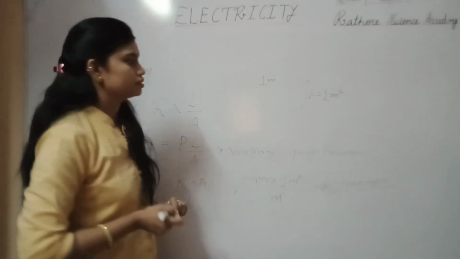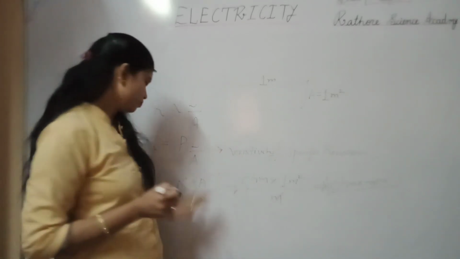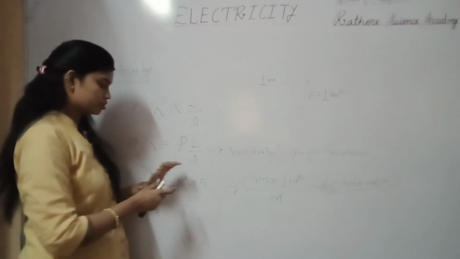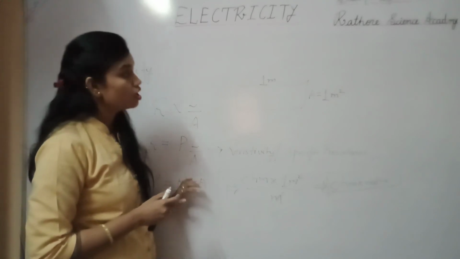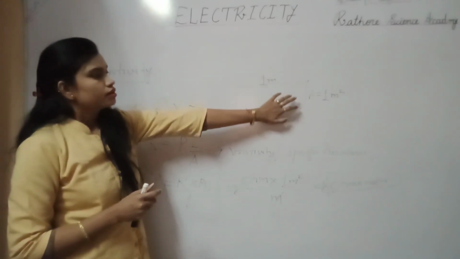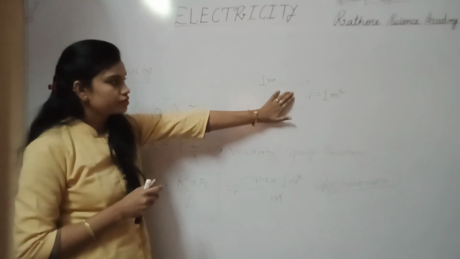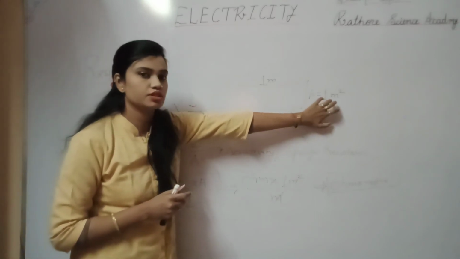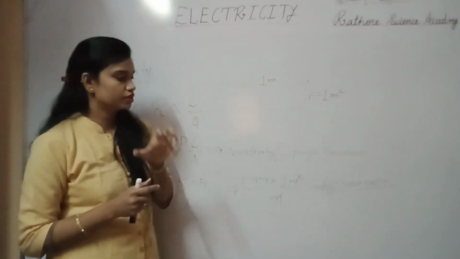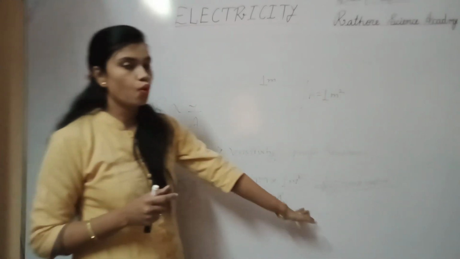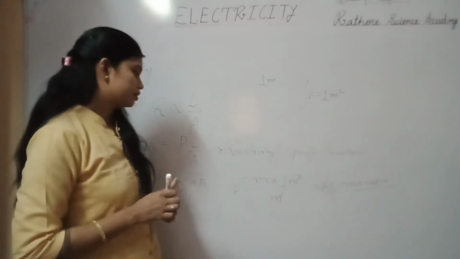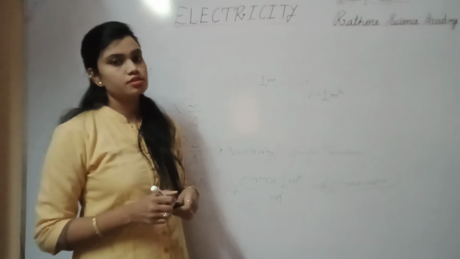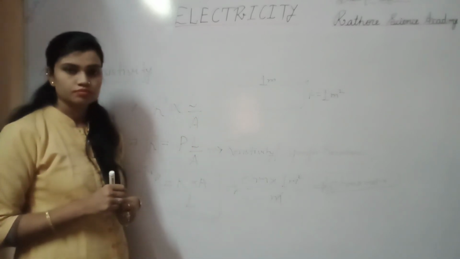So how will you write the definition? You will write that the resistivity of a conductor is equal to the resistance when the length of the wire is 1 meter and the area of cross section is taken as 1 meter square. The SI unit of resistivity is ohm meter, and it is also known as specific resistance. And it is a scalar quantity. Okay.